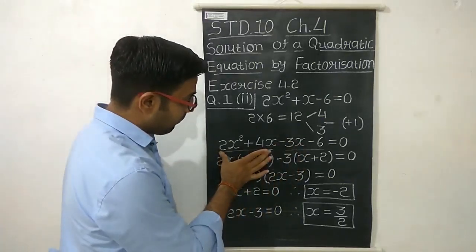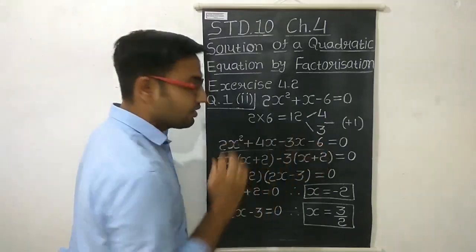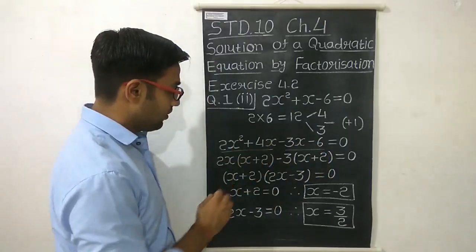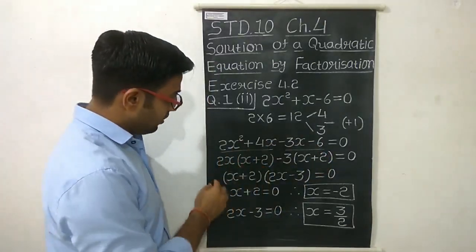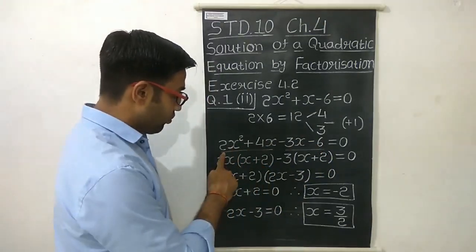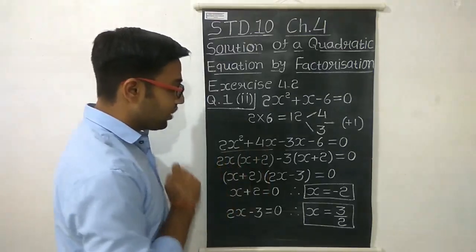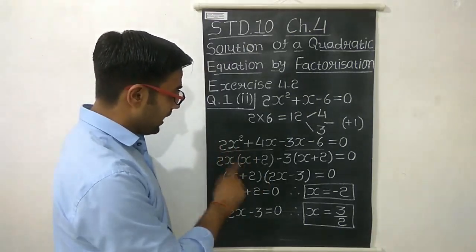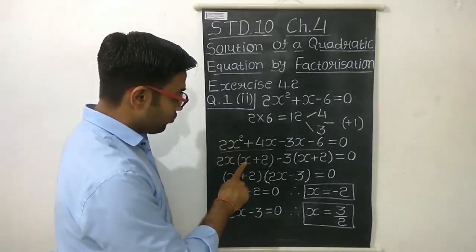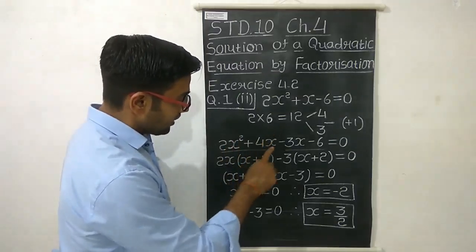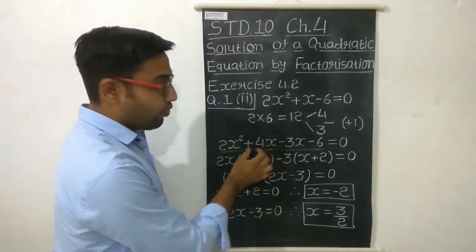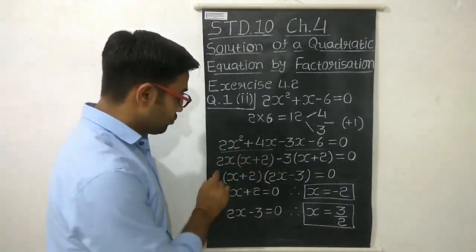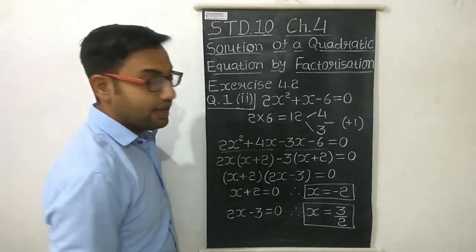Now we have to make a pair of the first two terms and the second two terms. From the first two terms we have to find the common factors. The common factor of both these terms is 2x. So by taking 2x common, what will remain is only x, because 4x is 2x times 2. So x remains, plus 2, since 2 times 2 is 4, 2 remains. So here we will get 2x in the bracket x plus 2.